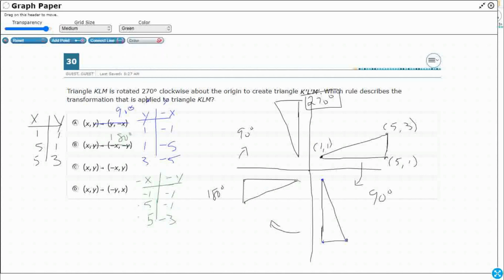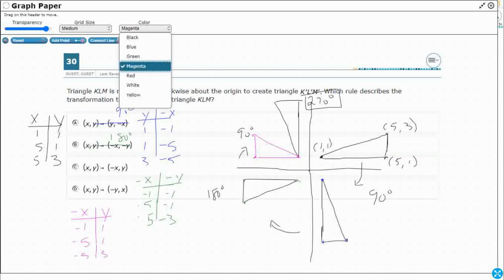Let's try this magenta one here. That's going to be (negative x, y). And so that is going to be (negative 1, 1). Okay, so maybe this one. And then we are going to get (negative 5, 1). No, we don't have that. That's going to be right there. Then (negative 5, 3). It's going to be this. Oh, you know what that is? That's a reflection on the y-axis, not what we're looking for.